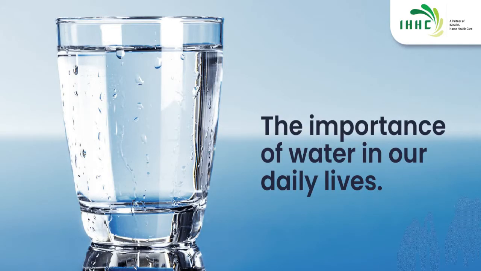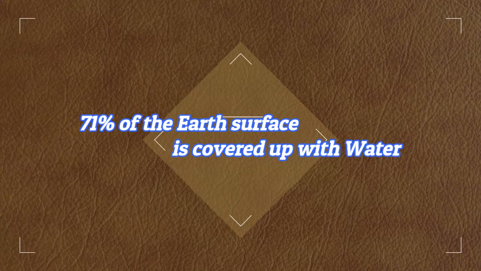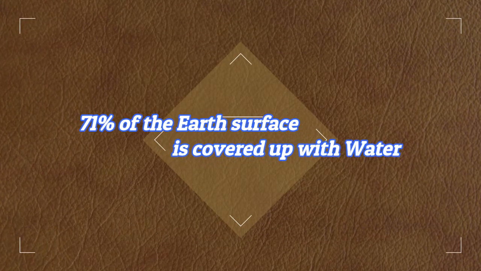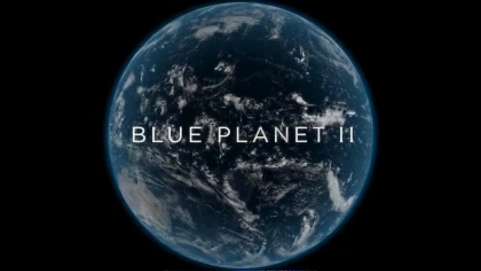It is important because it is needed for life to exist. 3/4 surface of Earth is covered with water. That is 71% of the Earth's surface is covered up with water. And that is why in the space the Earth appears blue and we call the Earth as a blue planet.